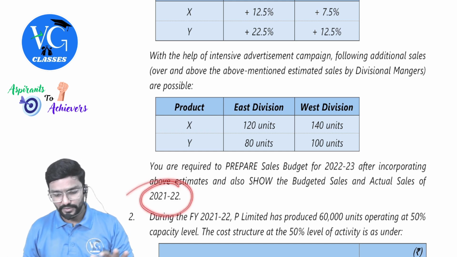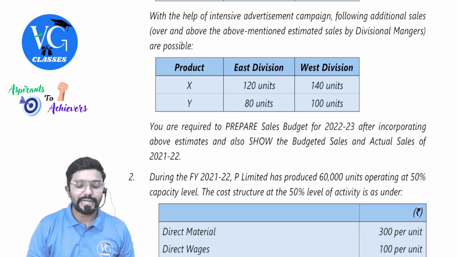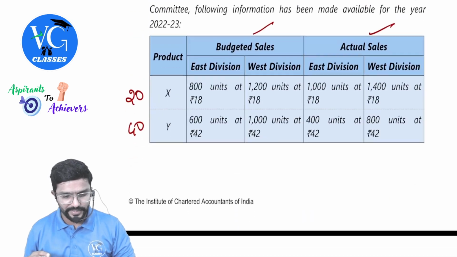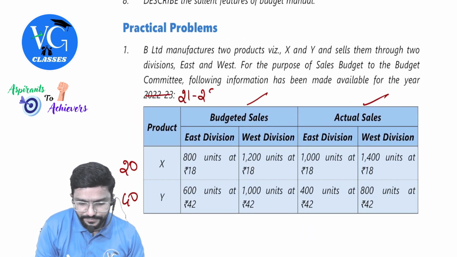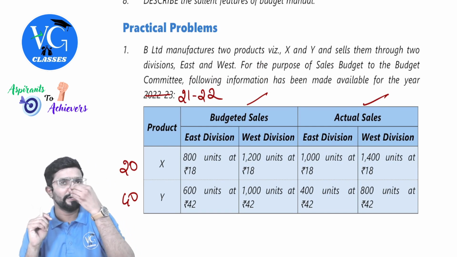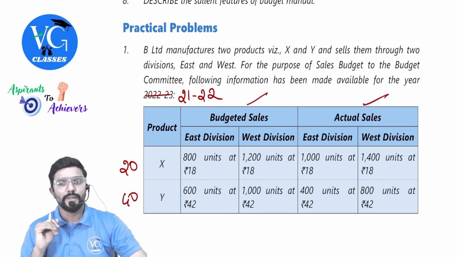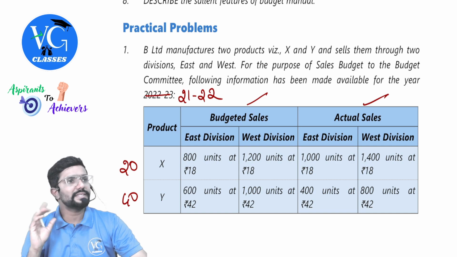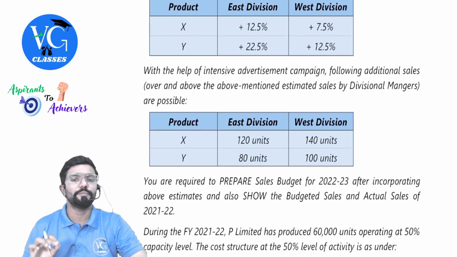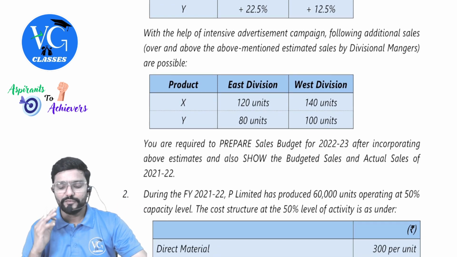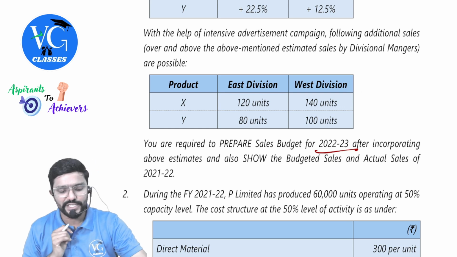Guys, something is missing here. So actually they are asking us to do the budget for 22-23, and actual data has to be presented for 21-22. Whatever actual data is given is for 21-22, guys, budgeted as well as actual. Now, what are we supposed to do? Based on some changes they have given, we need to project or prepare the budget for what? 22-23, guys. Hope you understand. Please make that necessary change.